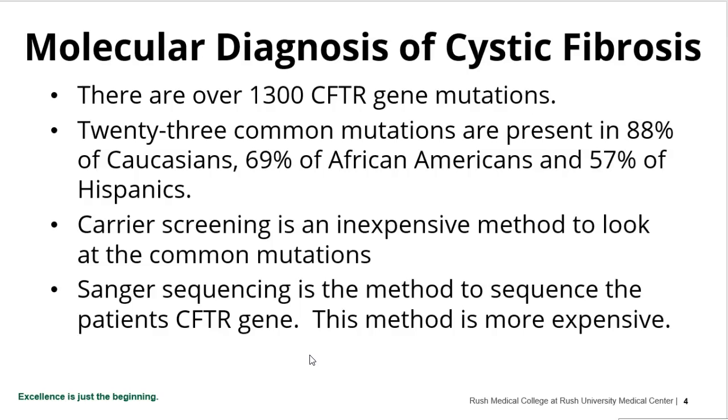So there were over 1,300 changes in the CFTR gene, with 23 common mutations representing about 88% of Caucasians, 69% of African Americans, and 57% of Hispanics. And screening for the presence of being a carrier, or carrier screening, is an inexpensive method that can look for common mutations. Sanger sequencing is a more expensive method.